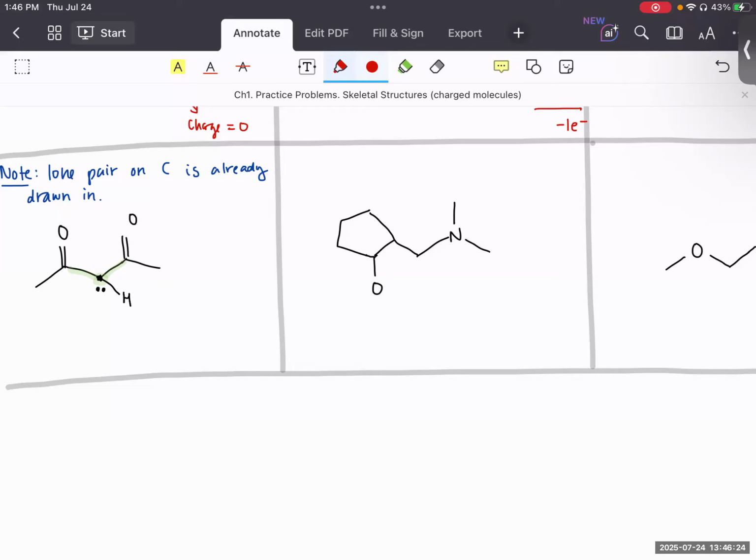And so carbon in its neutral state wants 4 electrons, and it has 3 from the bonds and then 2 from that lone pair. And so we end up with -1. And again, we have that negative charge.